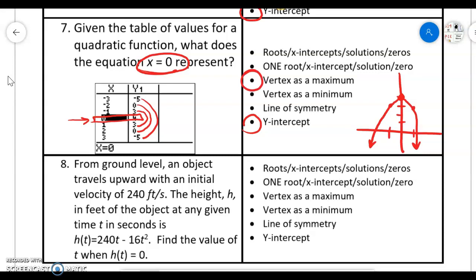So this is actually not only a y-intercept, but a max vertex. And the last one: from ground level, an object travels upward with an initial velocity of 240 feet per second. The height h in feet of the object at any time t in seconds is h of t equals 240t minus 16t squared. Find the value of t when h of t is 0. So back to function notation we did way at the beginning of the year. Notice that this is essentially find x when h of t, which is the same as y, is 0.